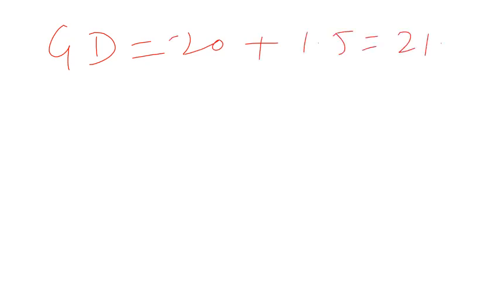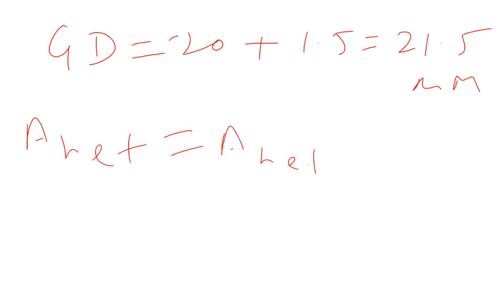Once we have the diameter of the rivets, the gross diameter of the rivet, I will call it GD, is 20 plus 1.5. So this will come to 21.5 millimeter. Now we have the A net required. From this calculate the actual A net available. So A net available, or actual A net, will be equal to A net required minus the area for rivets.